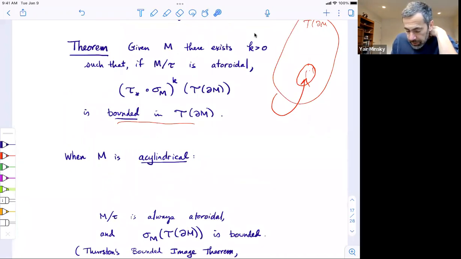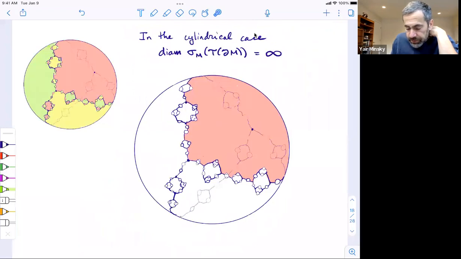Okay, so, right. I wanted to use another picture twice. If I do the same thing in the cylindrical case, I want to illustrate how it is that the diameter of the skinning map itself is infinity in this case. I'm not really going to prove that either, but I just want to point out where the issue is.